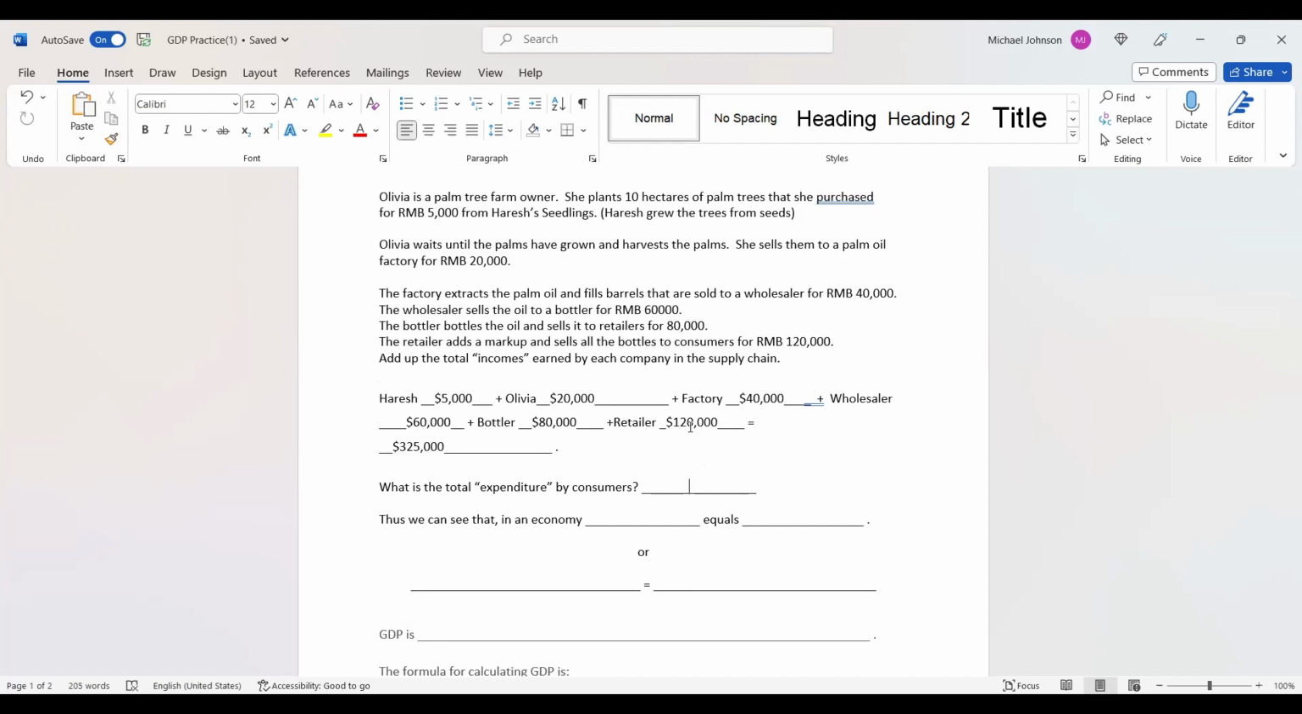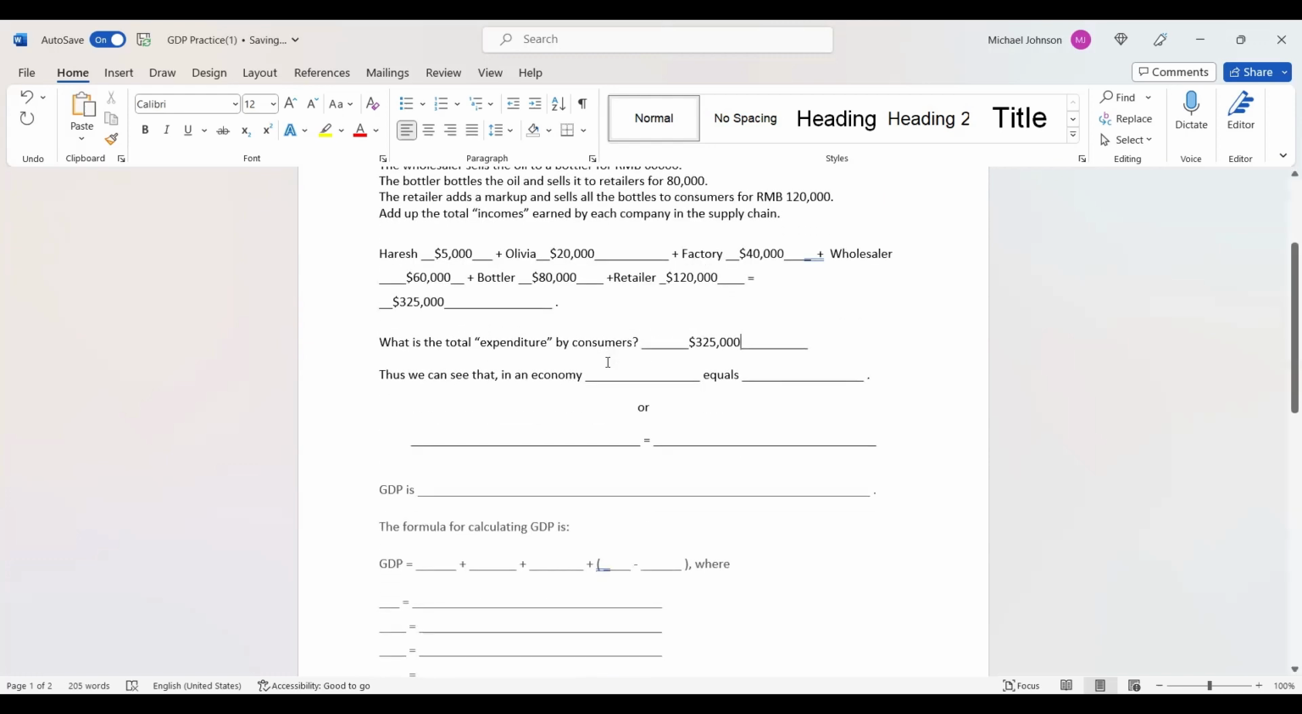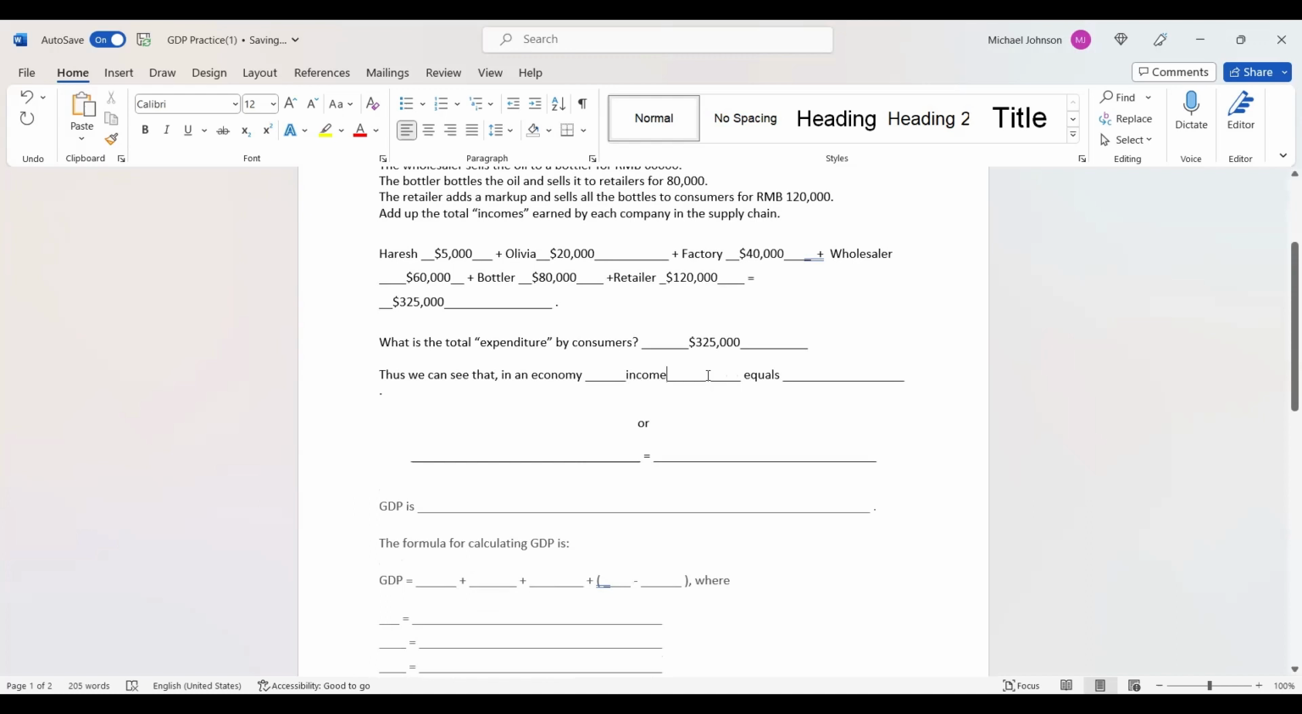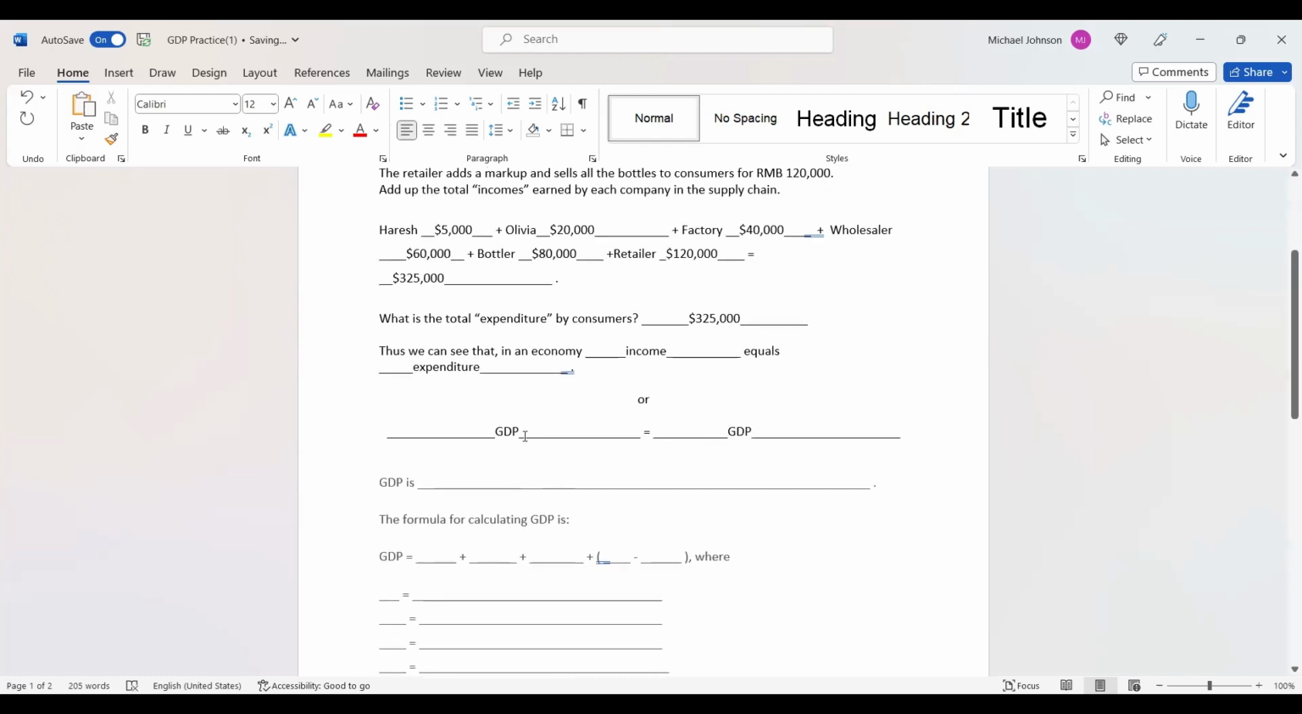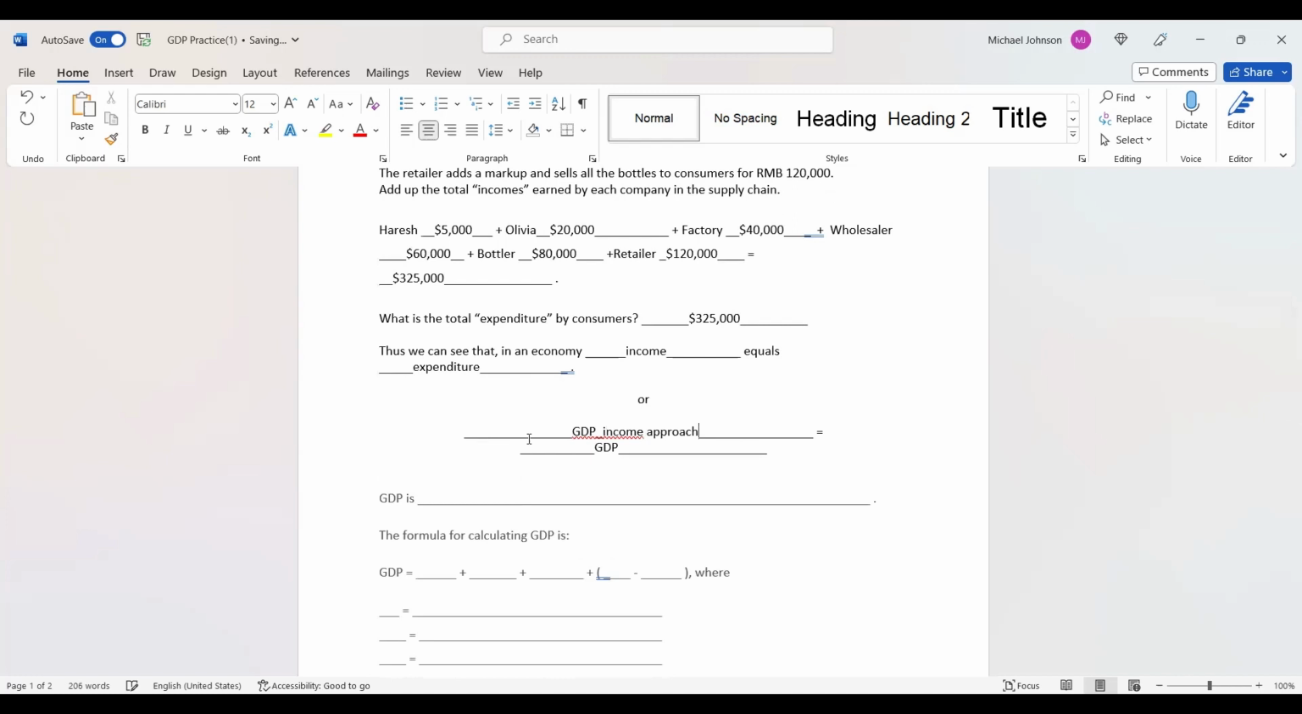The GDP should be equal to 325,000, because one of the ways to find it is the expenditure approach. Exactly. Great job. So we can see that in an economy, income equals expenditure. It has to balance out. So GDP income approach equals GDP expenditure approach. But who was going to say something?